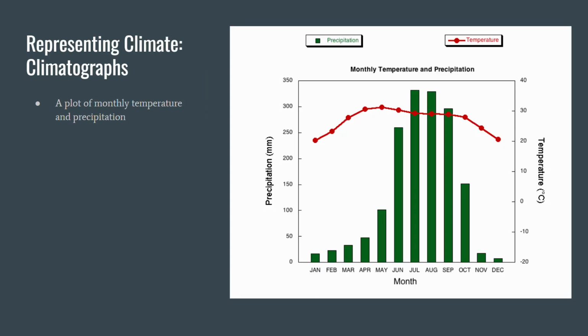Next we'll look at how to represent climate using climatographs. This is a plot of monthly temperature and precipitation. You can see that precipitation is on the left axis here, and on the right axis there's temperature.